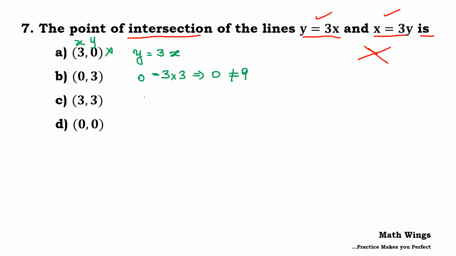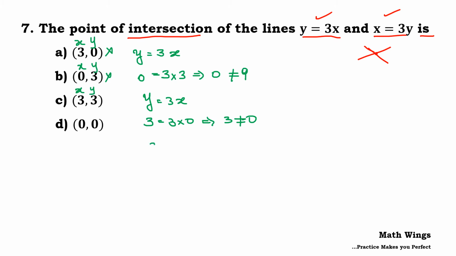Let us just check with the second option for the same equation. Okay, so here I have x as 0, y as 3. So 3 is equal to 3 into 0. This gives me 3 is not equal to 0. So even I can eliminate the second option because it is not getting satisfied with the first equation itself. Now I'll check with the third one.